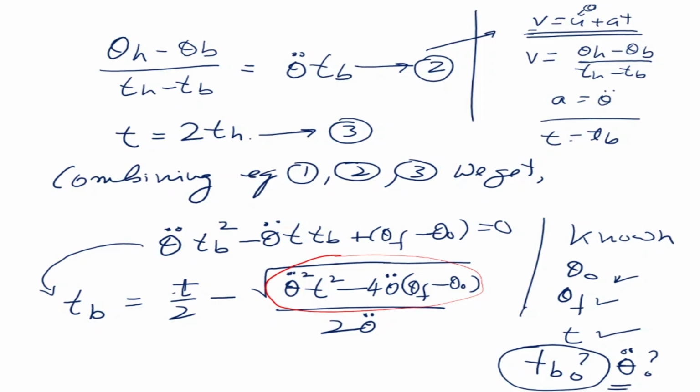Which means that there is a bound. Why? Because tb, what is tb? tb is time. Okay, time cannot become imaginary. It cannot become imaginary, nor can it become negative. Both of these are not possible. So this basically means that there is a constraint on your acceleration now. And the constraint on the acceleration is that the term which is coming inside the square root, theta double dot squared into t squared minus 4 theta double dot into theta f minus theta naught, must be greater than or equal to 0.